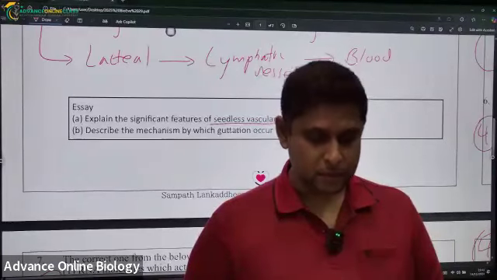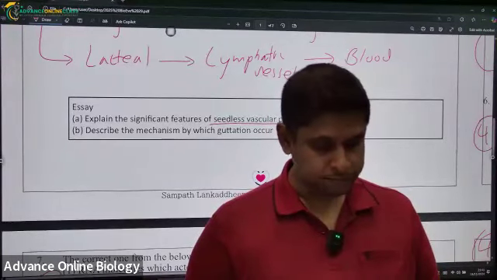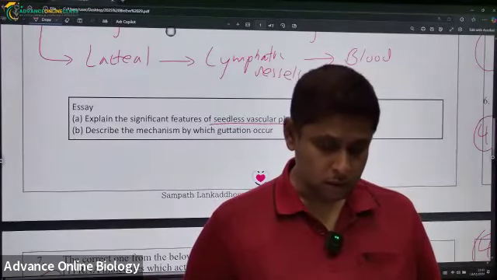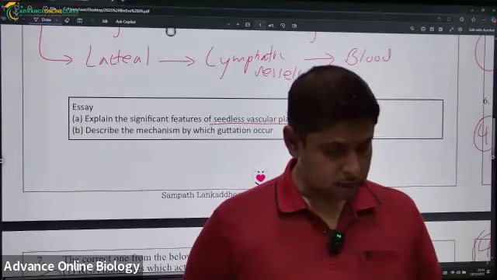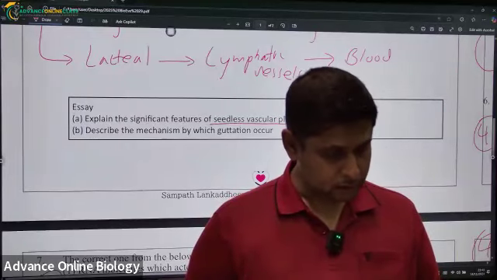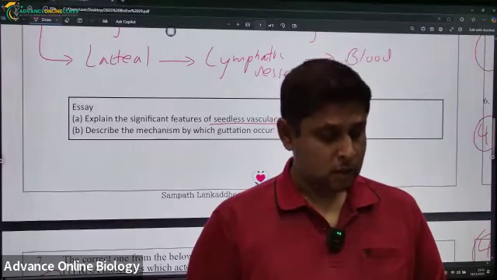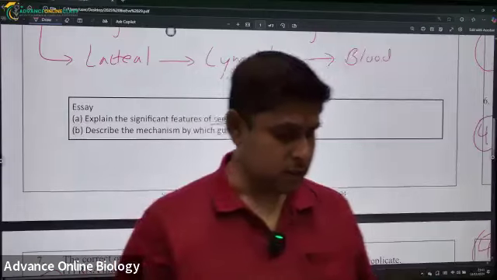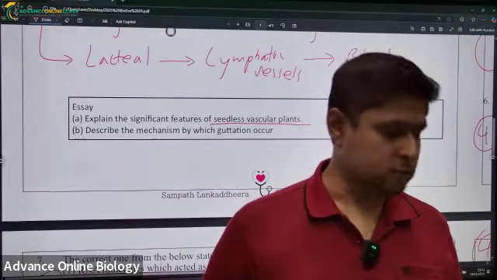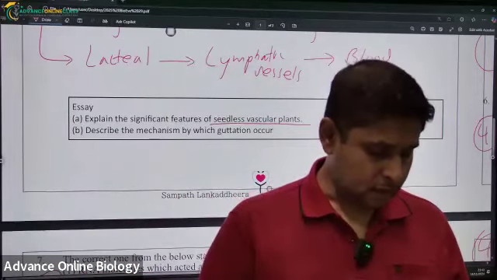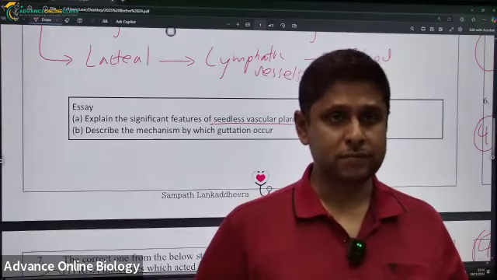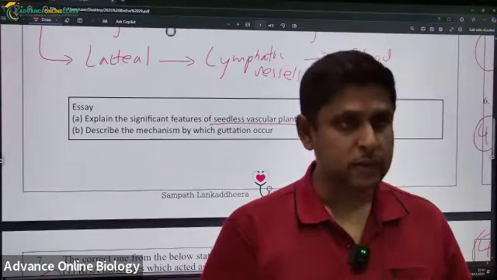So seedless vascular plants, we said, people, in evolution they evolved these characters. So you write that they developed the xylem, and transportation through the xylem in the plant. So you give a small description on that. Then evolution of roots, evolution of leaves. So those three features you must write.